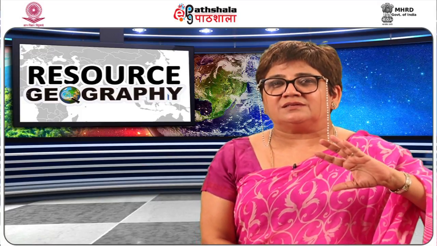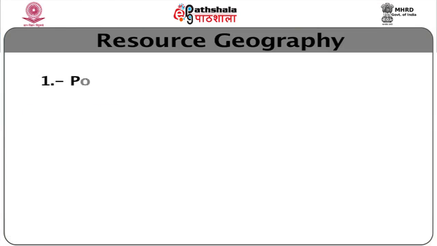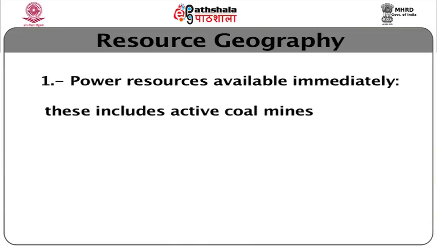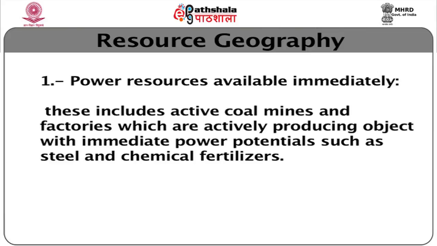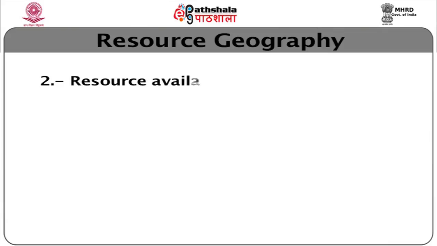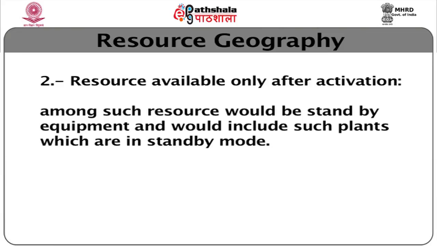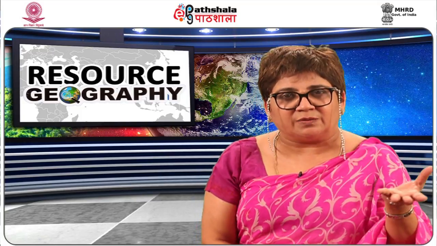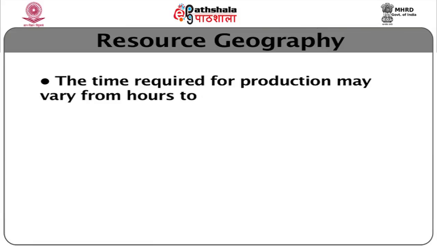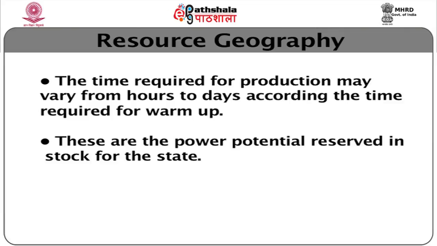Let us now try to understand and have a little glimpse of the classification of the resources from a geopolitical perspective. So we're going to classify the resources. Number one are power resources available immediately, and these include active coal mines and factories which are actively producing objects with immediate power potential, such as steel and chemical fertilizers. Second, resources available only after activation. Among such resources would be standby equipment, and would include such plants which are in standby mode. So another driver comes and it gets activated, and the time required for production may vary from hours to days according to the time required to warm up. These are the power potential reserved in stock or the state.